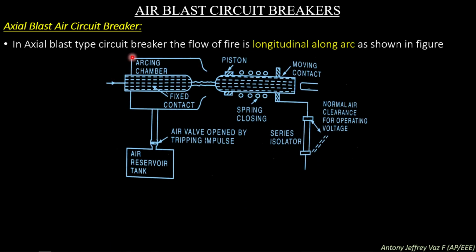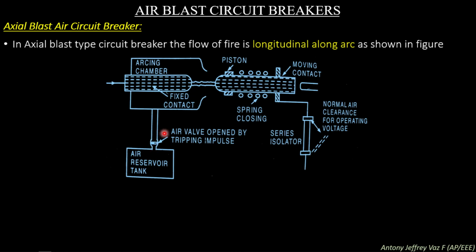In axial blast type circuit breakers, the flow of air is longitudinal along the arc as shown in the figure. In this figure, you can see two contacts. The first contact is the fixed contact and the other contact is the moving contact. You can see the fixed contact is present inside the arcing chamber, and this arcing chamber is connected to an air reservoir from which the air is flown into the arcing chamber.